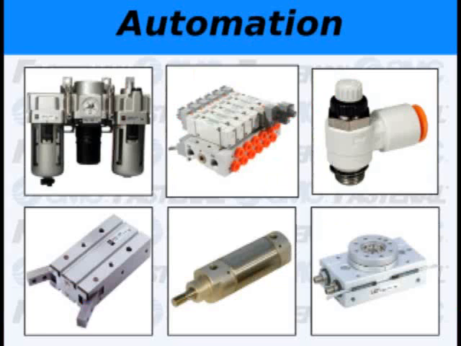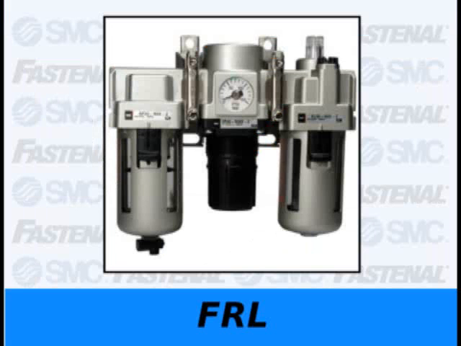Now that the air is compressed and clean and dry, it's ready to do some work. The first area we'll look at is automation processes. Unlike a human worker, pneumatic automation does the same thing the same way every time over and over again. Each individual work area will likely have its own air supply line, and it begins with an FRL. FRL stands for Filter, Regulator, Lubricator.